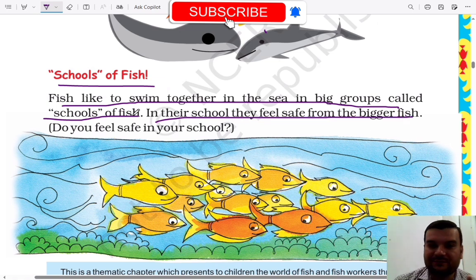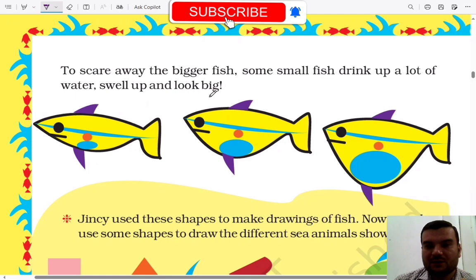To scare away the bigger fish, some small fish drink up a lot of water, swell up and look big. So to scare another fish, some small fish drink up a lot of water, swell up and look big. If they want to look like a big fish, they swell with more water.